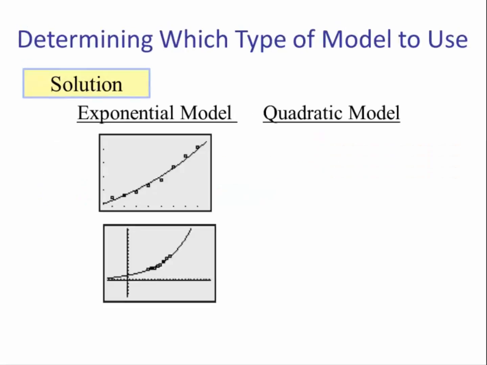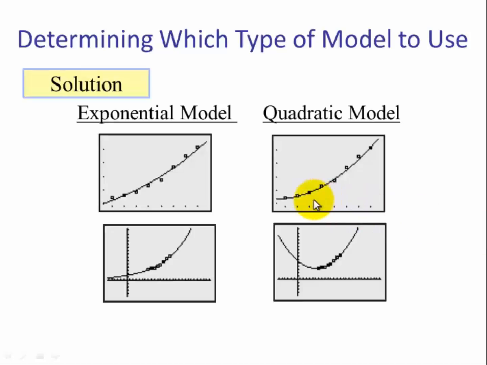So an exponential model of the data fits the data well. And here we have a zoom out view. This is what an exponential function looks like. For the quadratic, it looks like it's fitting the data well also. And of course, with the quadratic, we have a parabola. So we have two totally different functions that are trying to model the same data set.